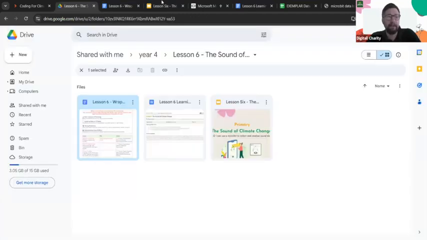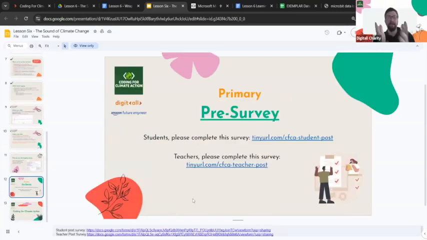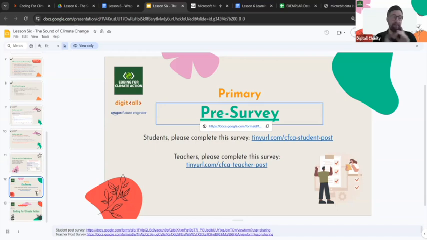The final thing to remind and point out is at the end of the unit of work, if this slide is here, please take a moment to do the post survey. That should say post, not pre. But there we go, I'll change that. It will be changed by the time you next see it, but the links are correct. So please get students to fill out this really quick survey.